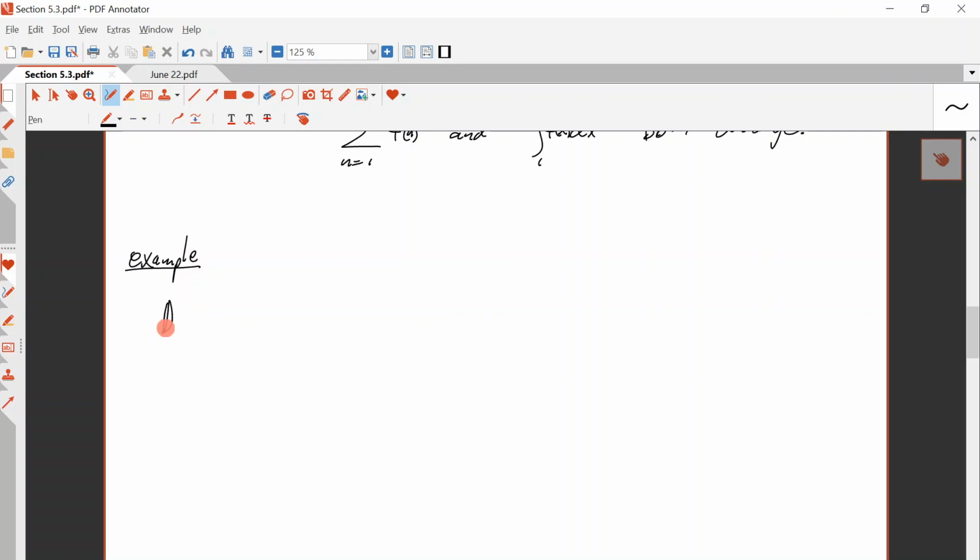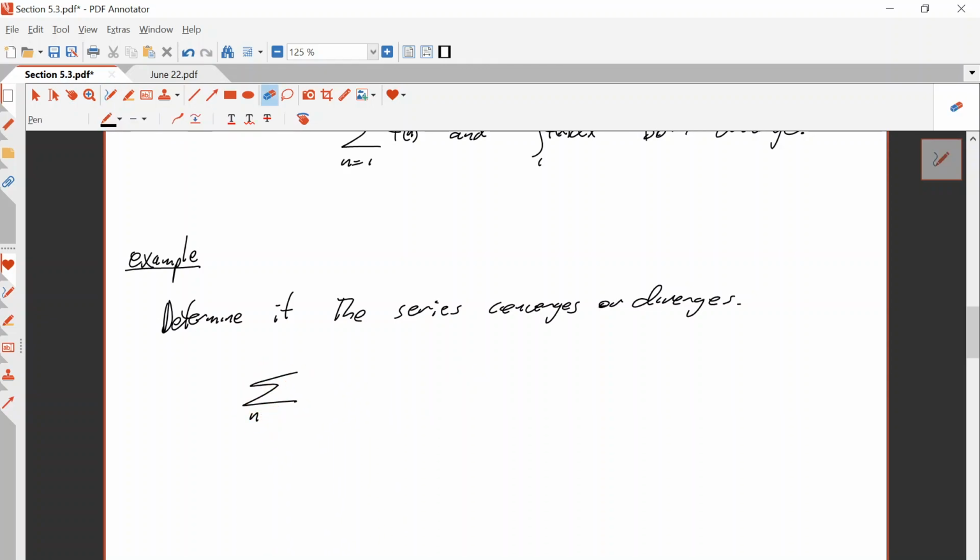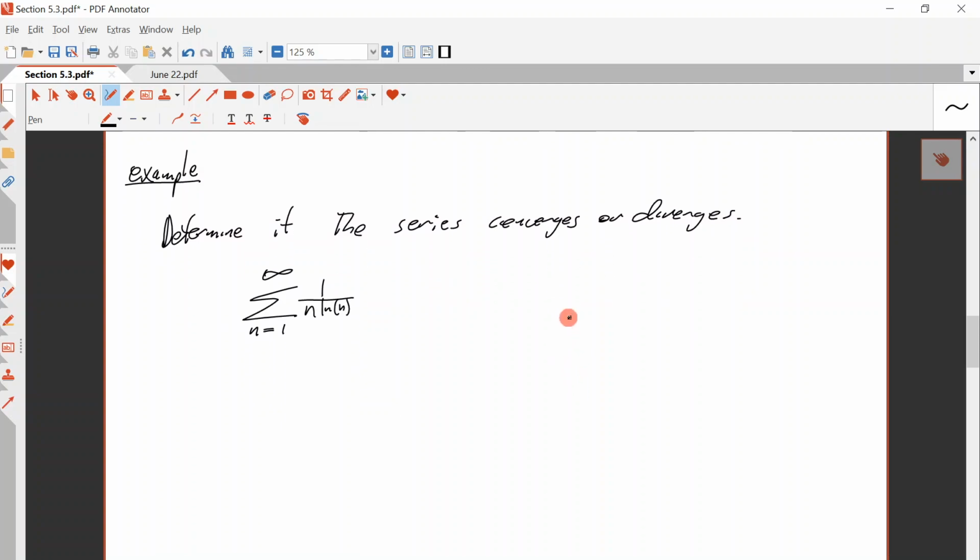So, determine if the series converges or diverges. And let's look at the series sum n equals 1 to infinity 1 over n natural log n, like that. So determine if the series converges or diverges.